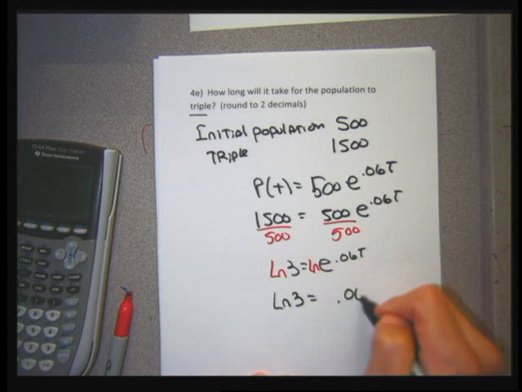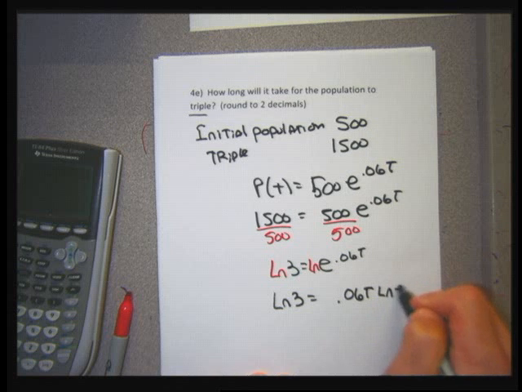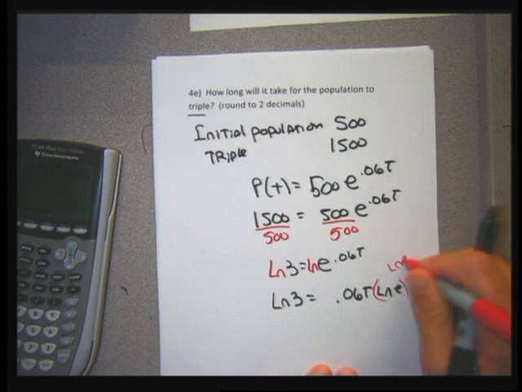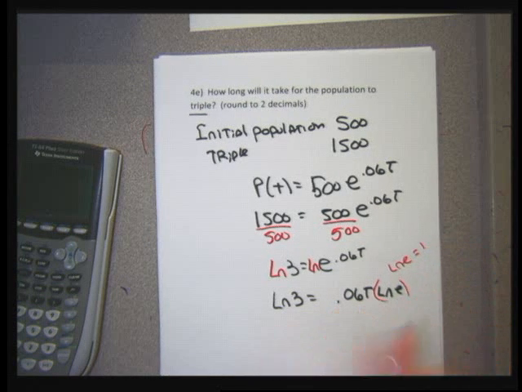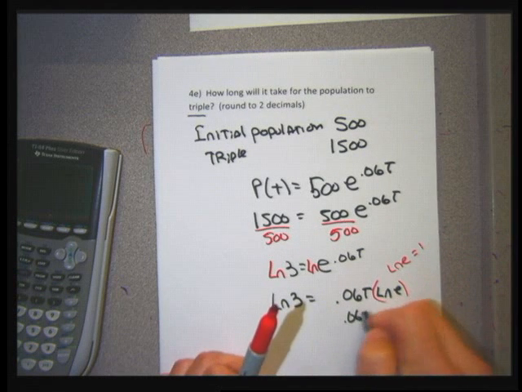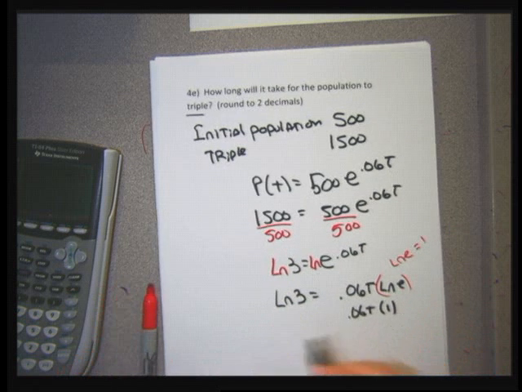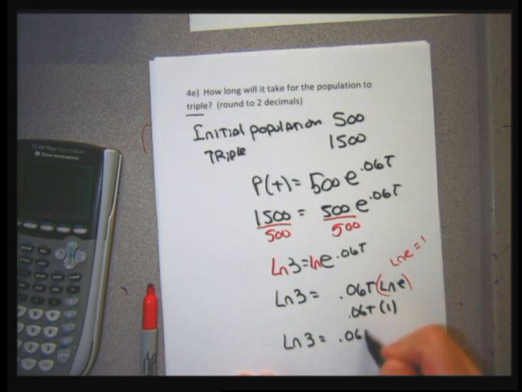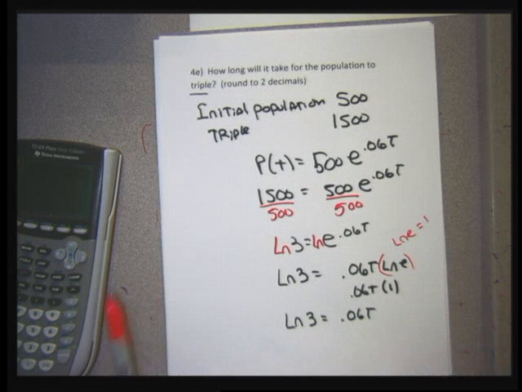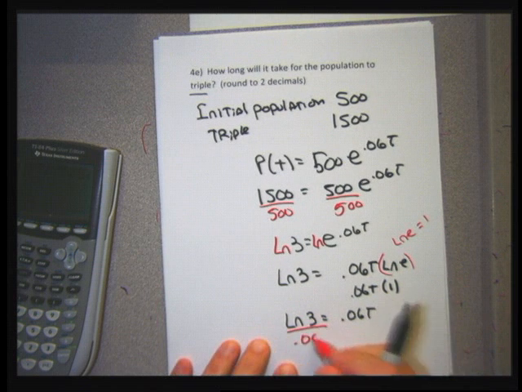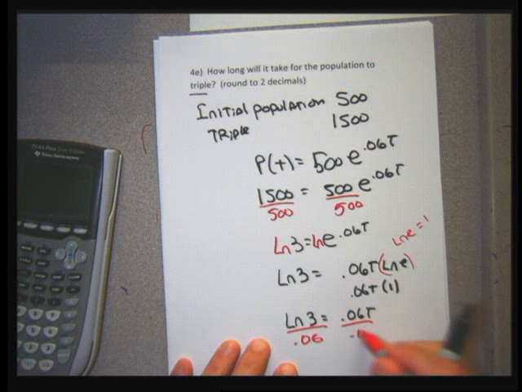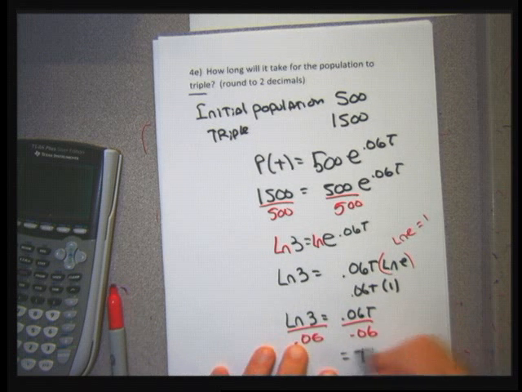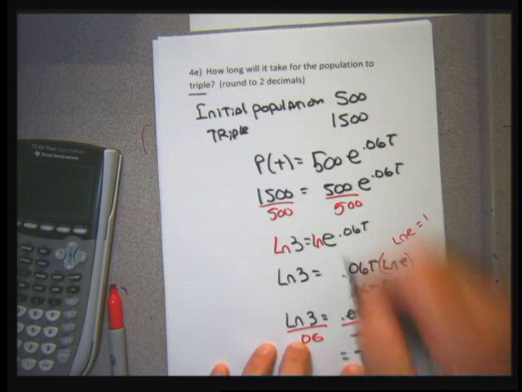I'm going to rewrite the right side as 0.06t times the natural log of e. But because the natural log of e is equal to 1, this is 0.06t times 1, so it's just 0.06t. So I can write this as the natural log of 3 equals 0.06t, and then divide both sides by 0.06. And I'll use my calculator. On the right side, the 0.06 cancels.